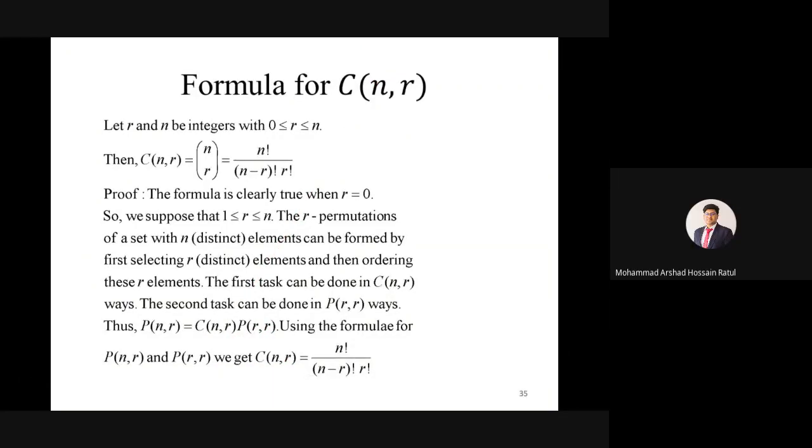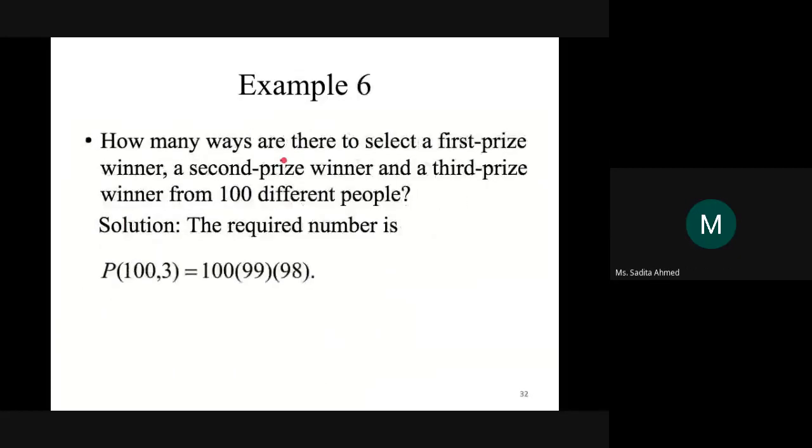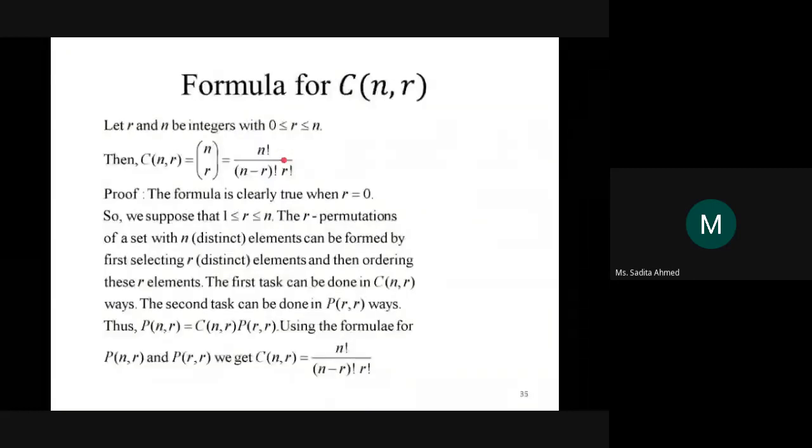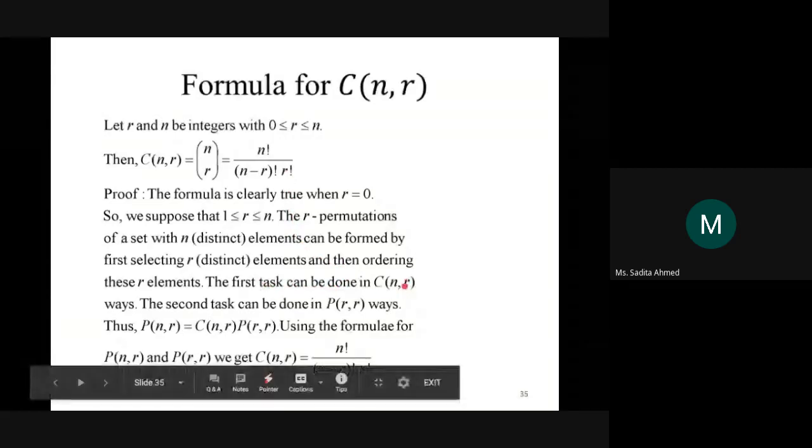Miss, a bit. Okay. All right. Please give some examples, because examples help a lot. Yeah, we already used this example, remember? Okay, I'll go back to that same example. But before that, do you understand that the first task of choosing the R objects can be done in C(n,R) ways? That part, do you understand clearly?